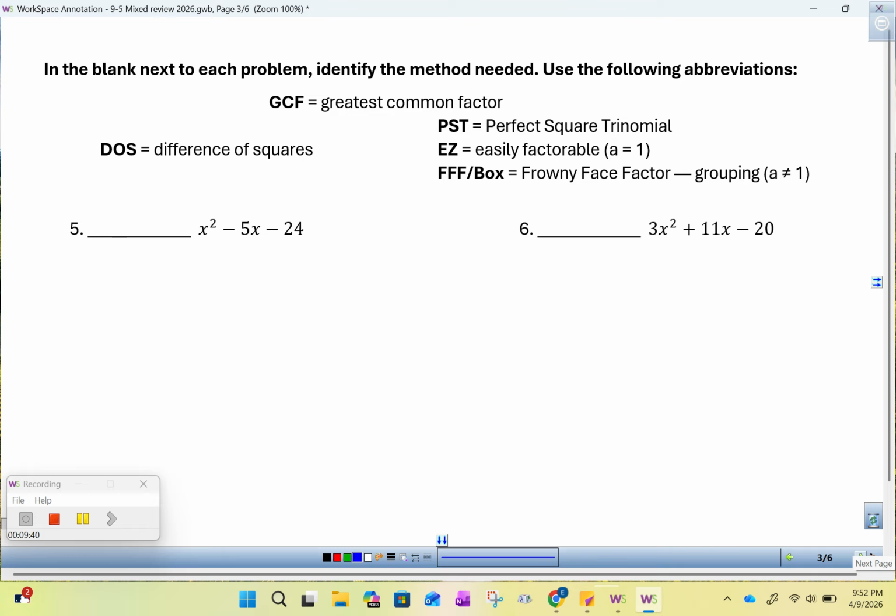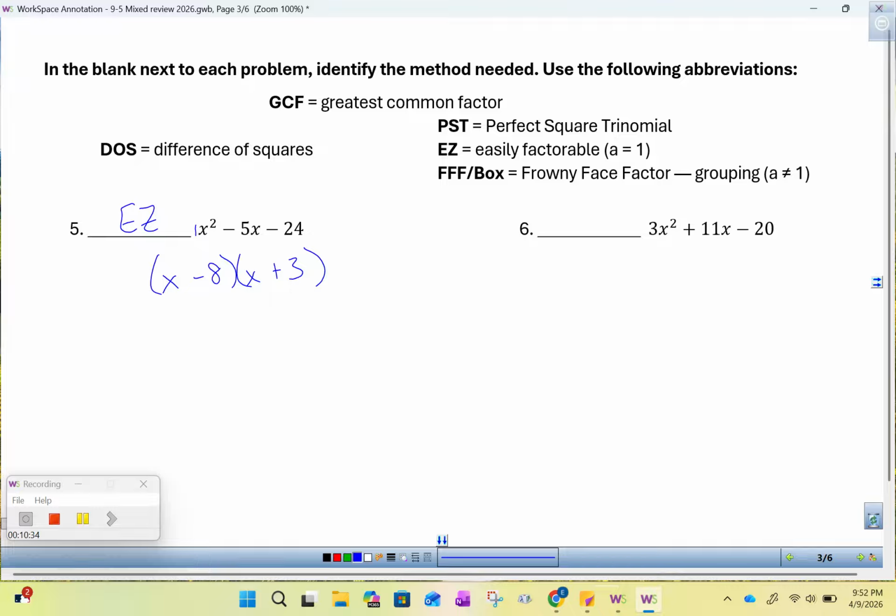Alright, looking at number 10, hopefully you saw easy factoring. Because there is no number in front, I can skip to x times x, and I need the factors of negative 24 that add to be negative 5, so that's negative 8 times a positive 3.